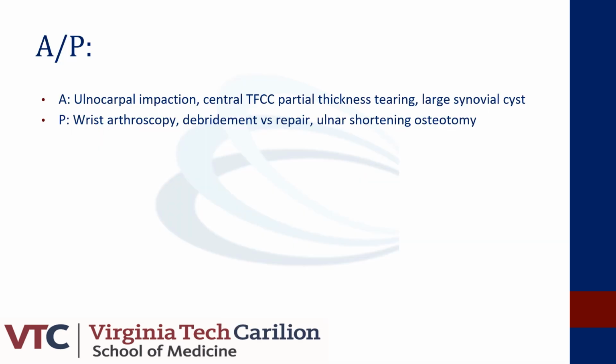So for our assessment, this is a patient with ulnocarpal impaction, central TFCC partial thickness tearing, and a large synovial cyst. The plan was wrist arthroscopy, debridement versus repair of the TFCC, and an ulnar shortening osteotomy.